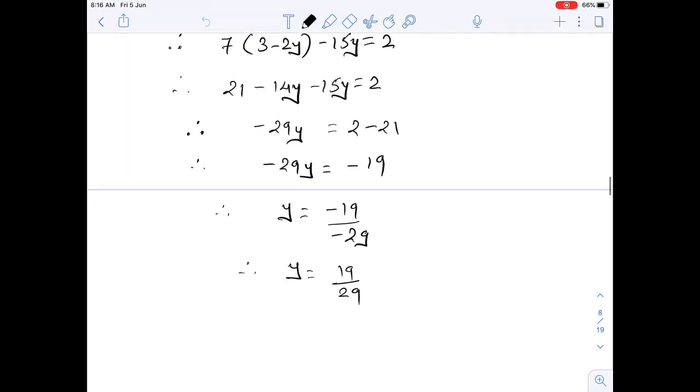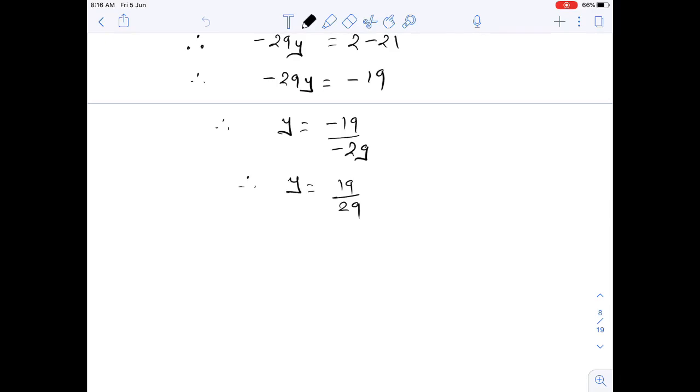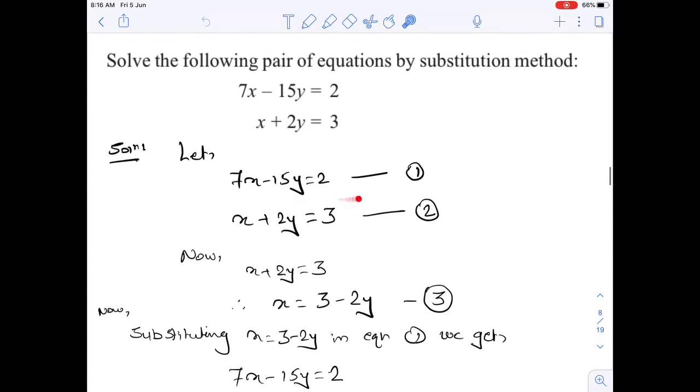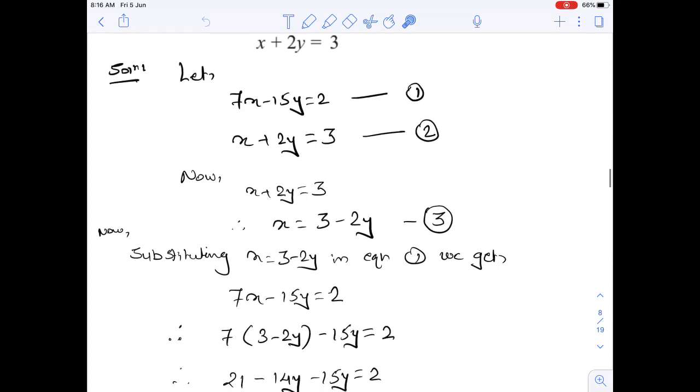Now we will put this value of y equals 19 upon 29, okay, in any of these equations, that is either we can put it in equation number 1 or equation number 2 or equation number 3. So right now I will put that value in equation number 3, because already in this equation one of the variables is present on the left hand side, so it will be easy for us to do the calculation, okay.